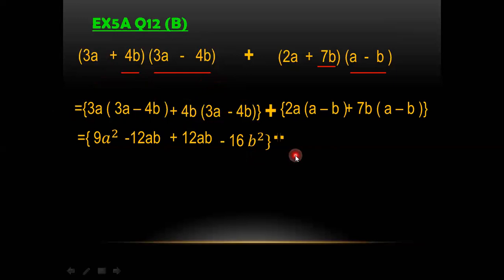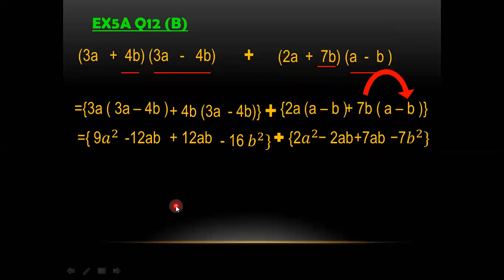Then 2a will be multiplied with a. The answer will be 2a square. And then 2a will be multiplied with minus b. The answer is minus 2ab. Then plus 7b multiplied with a. The answer is 7ab. And then 7b multiplied with minus b. The answer is minus 7b square.